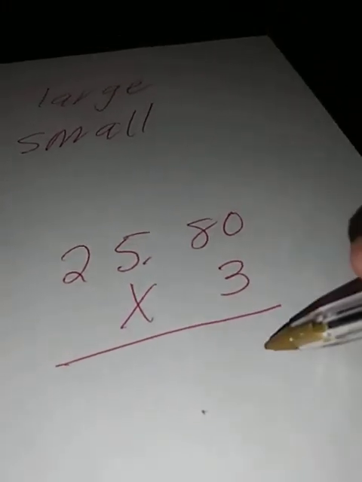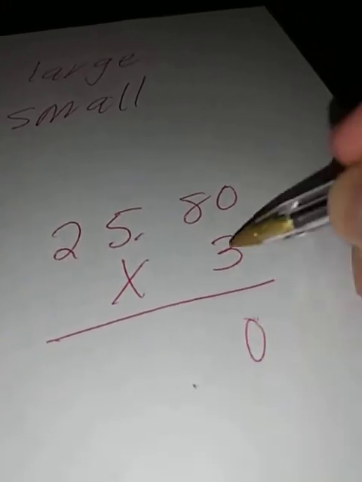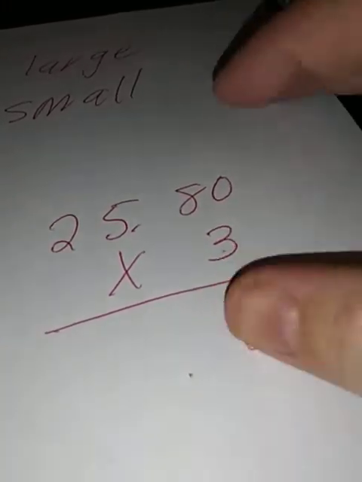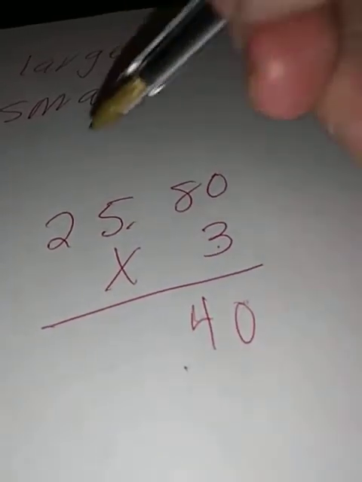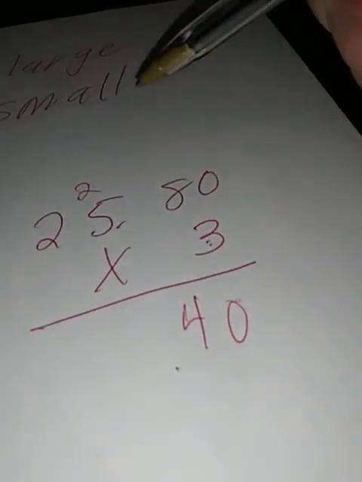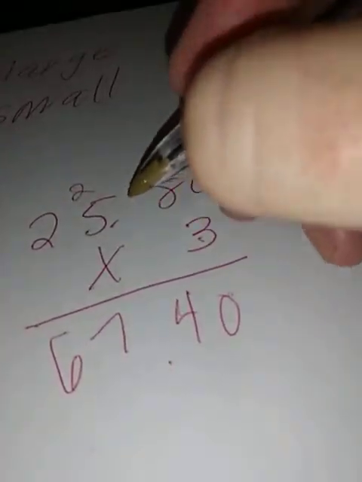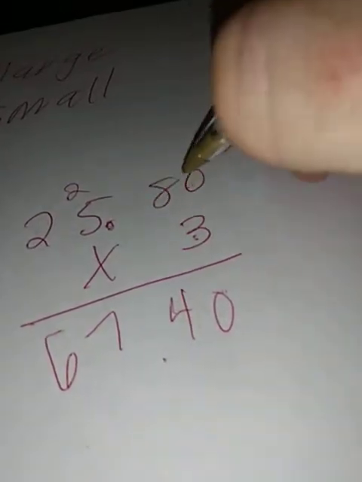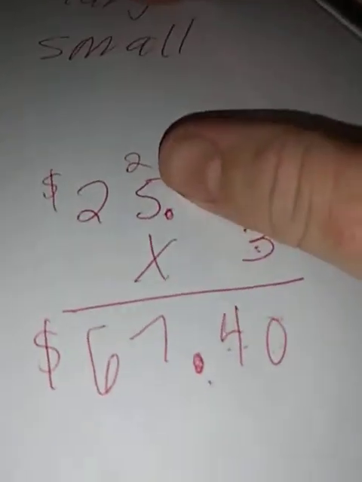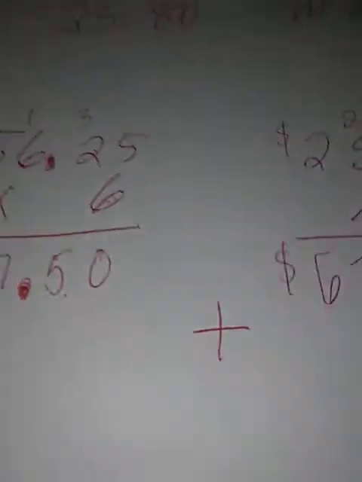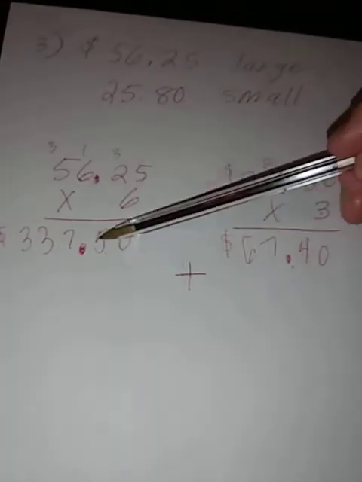So this is going to be 3 times 0 is 0, 3 times 8, 24. Carry the 2, 3 times 5, 15, plus the 2 is 17, 3 times 2 is 6. Okay, 2 numbers, here's the decimal point, 2 numbers behind it. So I put 2 numbers behind this decimal point. So we got 67.40. Okay, so remember, now we're going to do this plus this.